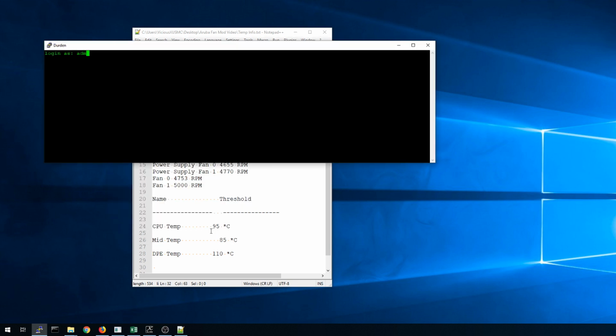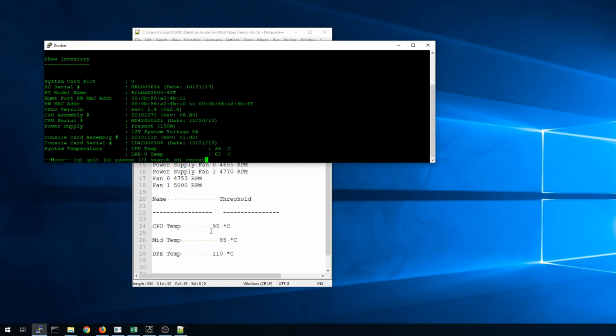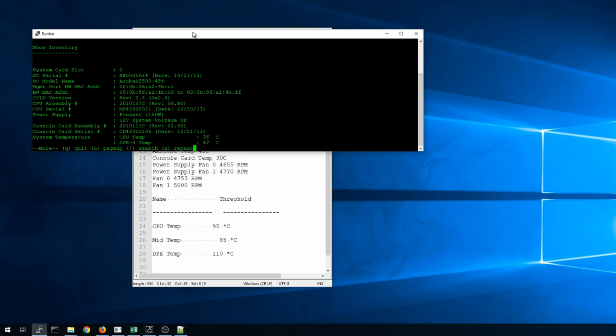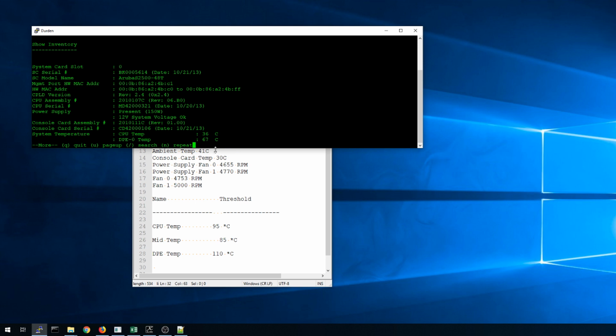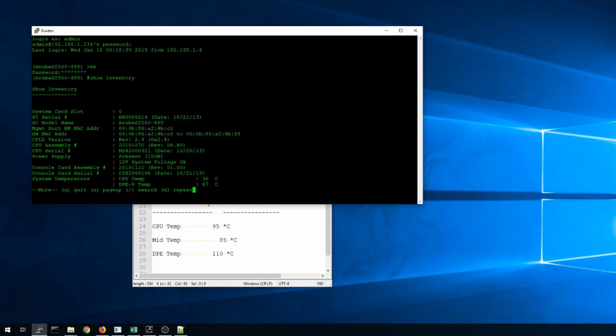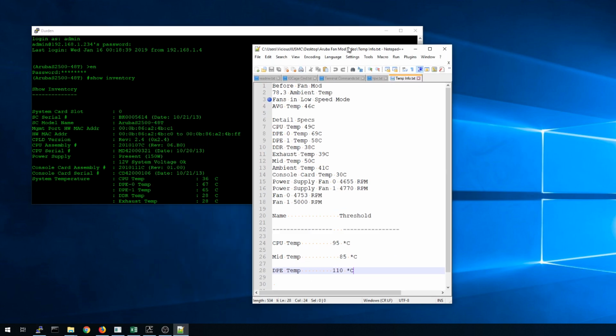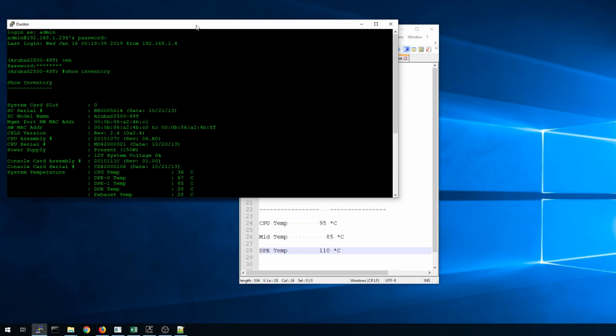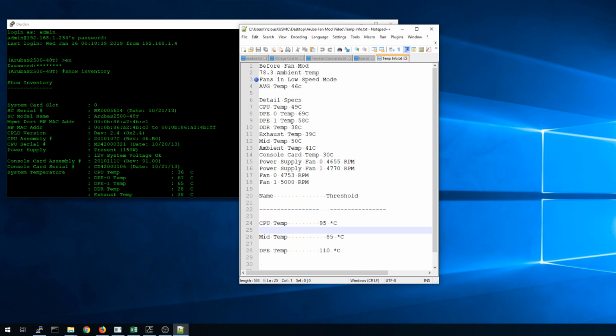Not root. All right. So here is the before and after. CPU, it was 49, it is now 36.